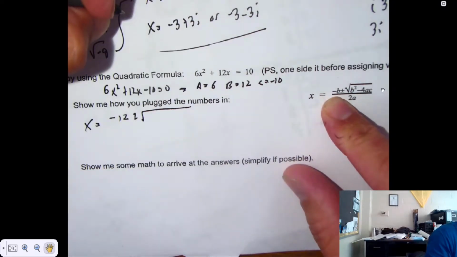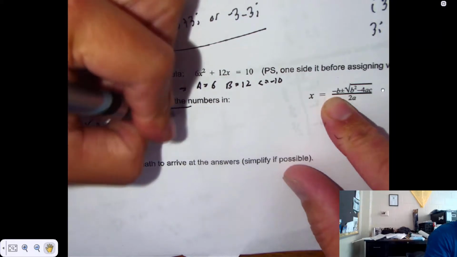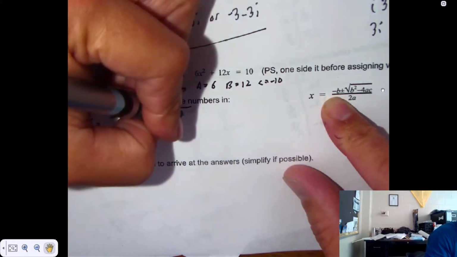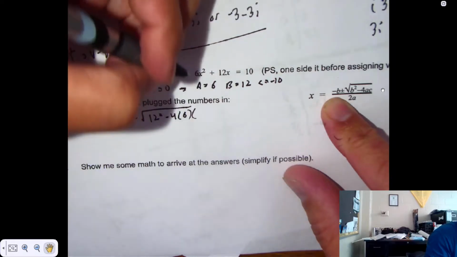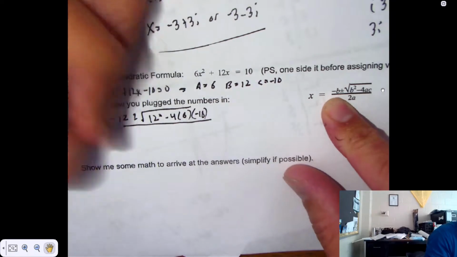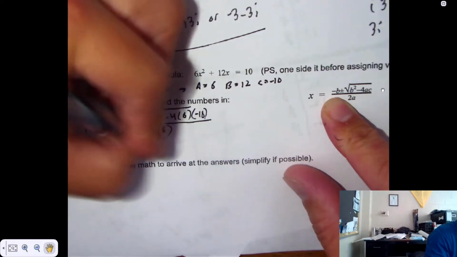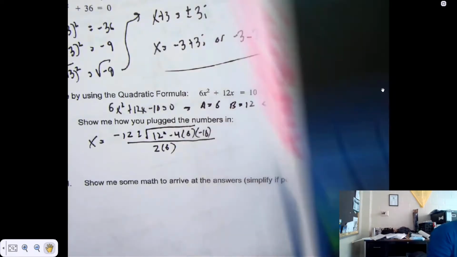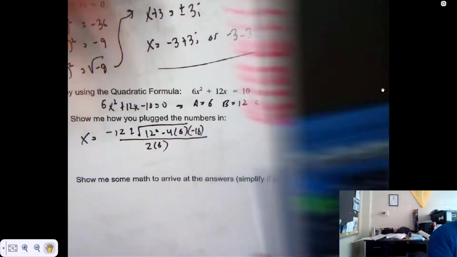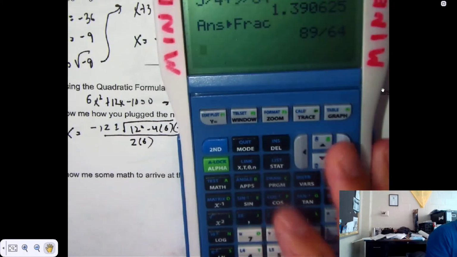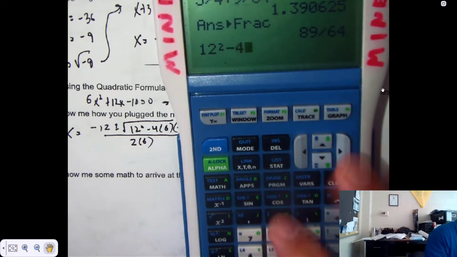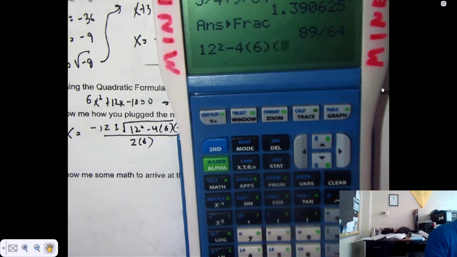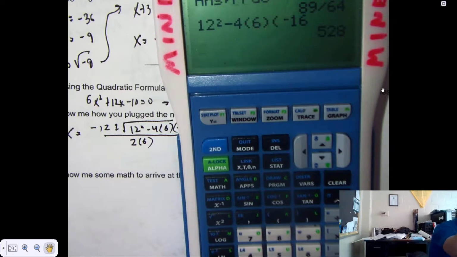What I'm looking at here. 12 squared minus 4 times A, which is what? 6 times C, which is negative 10. All sitting over twice of what? 6. These numbers you can do in your head if you want to, but when the numbers start getting big and I start getting lazy, I type in that discriminant in the calculator. And I'm typing it in exactly as it's written. I'm not doing anything differently here. It's written like that, so I'll leave it like that.